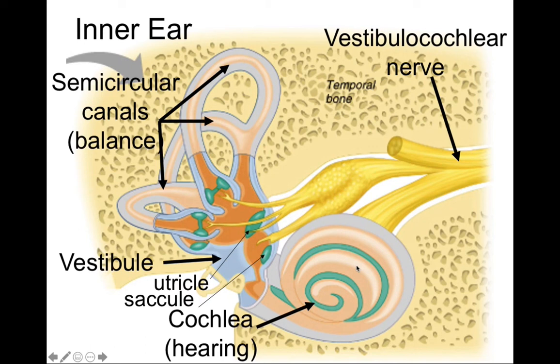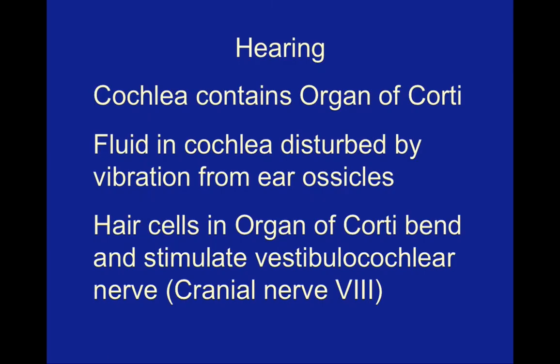Once those stereocilia are moved around, that's going to send signals back to the vestibulocochlear nerve, which is cranial nerve number 8, and this nerve is going to travel back to the brain, which is where we're going to get our sensation of hearing. You can see this process loosely described here on this slide.